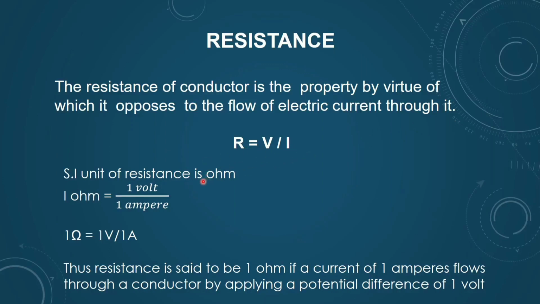This is very important. The SI unit of resistance is the ohm, which is also named after the scientist, and 1 ohm is equal to 1 volt divided by 1 ampere, by this formula of resistance. So you can define 1 ohm: if a current of 1 ampere flows through a conductor on applying a potential difference of 1 volt, then the resistance offered by the conductor is said to be 1 ohm. And this is the symbol for the ohm. You need to keep this symbol in your mind.